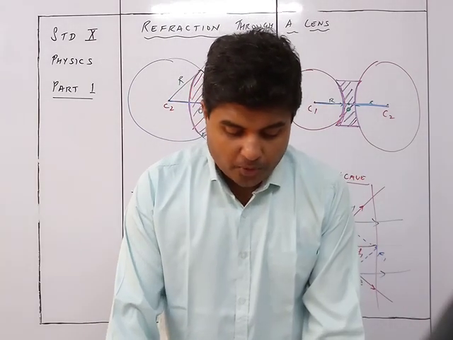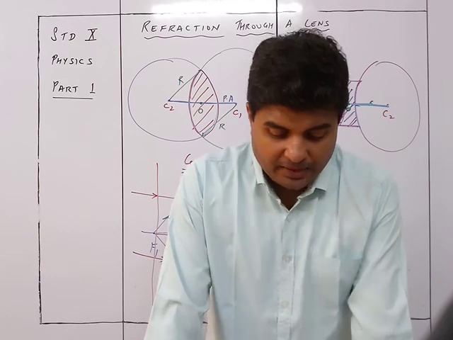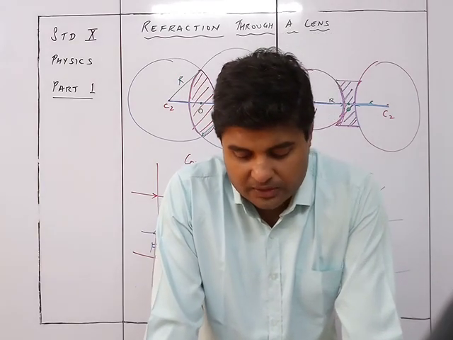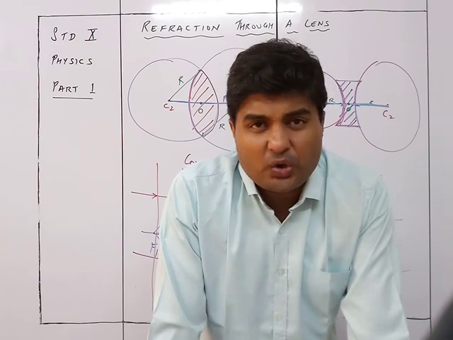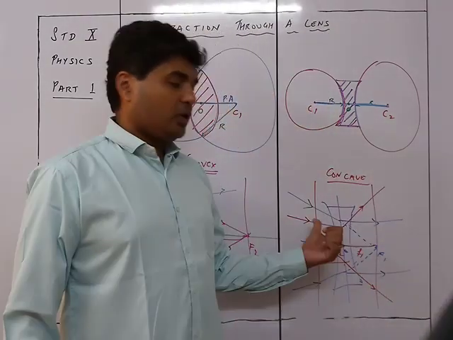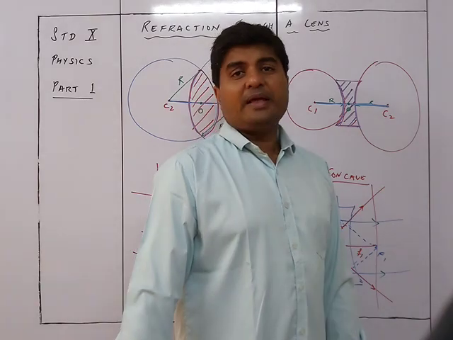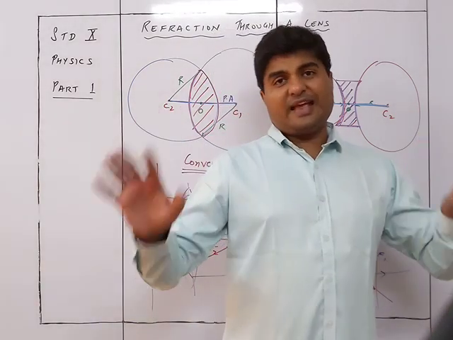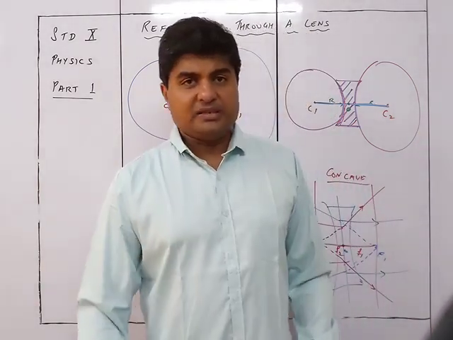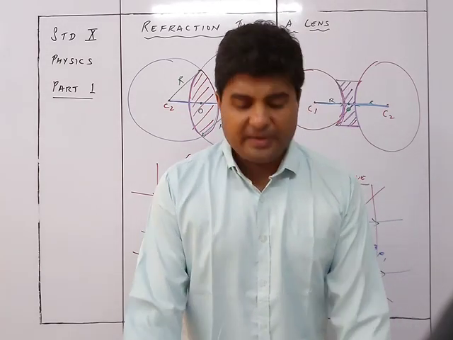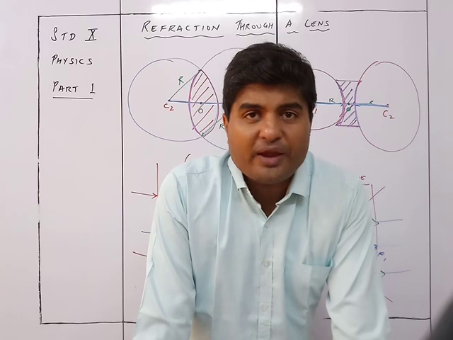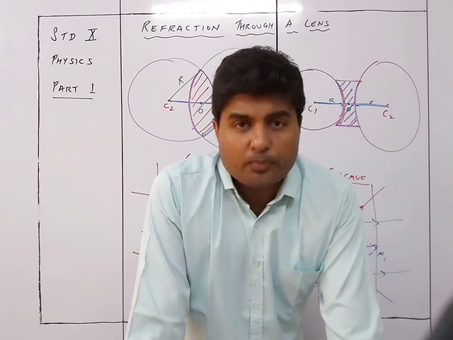Note: if the medium on both sides of a lens is the same, the first and second focal lengths are equal. So if you have an equi-concave or equi-convex lens and you have the same medium on both sides of the lens, then you will find that the focal length in both cases will be the same. So F1 will be equal to F2 if the medium on both sides is the same.